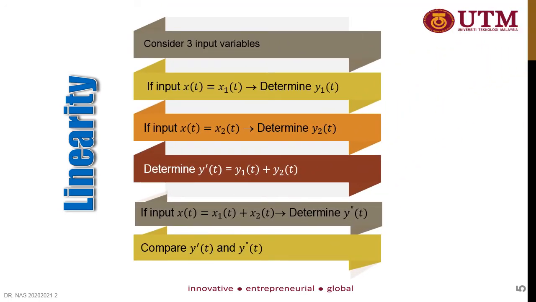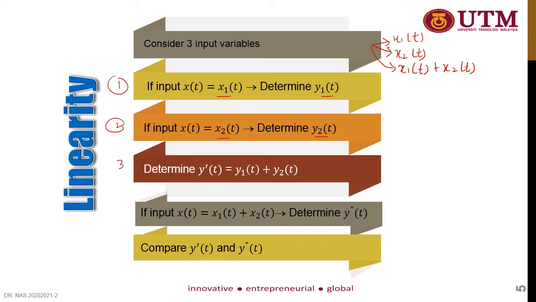Okay, so in order to determine the linearity of a system, you need to consider three input variables, which are x1(t), x2(t), and also x1(t) plus x2(t). The first step, you need to determine y1(t) if the input is x1(t). The second one, if the input now is x2(t), determine y2(t).